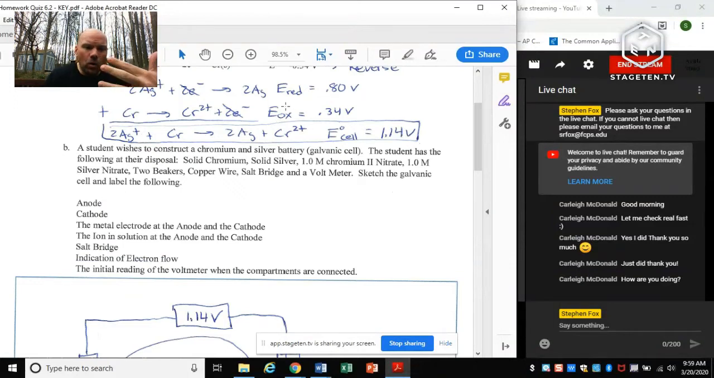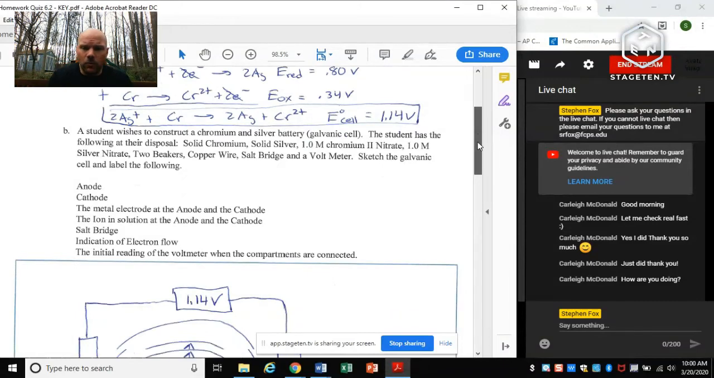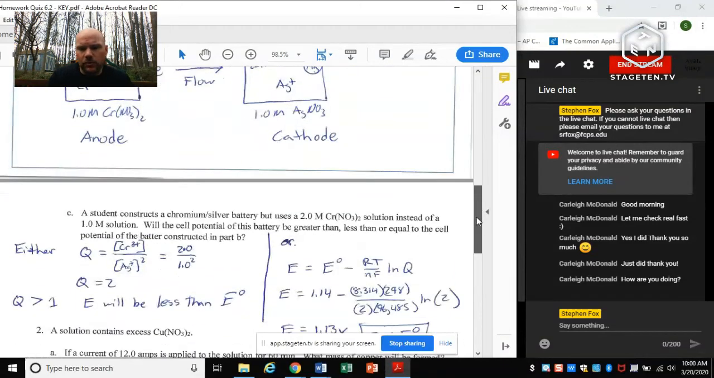Okay, so adding more product ion is going to cause the reaction to shift to the left, and that's going to decrease your cell potential. If we added more reactant ion, which is the silver in this case, if we did 2 molar silver instead of 2 molar chromium, then we would cause the reaction to shift to the right, and the cell potential would increase. Okay, so you can use Le Chatelier's principle in determining whether cell potential will increase, decrease, or remain the same.